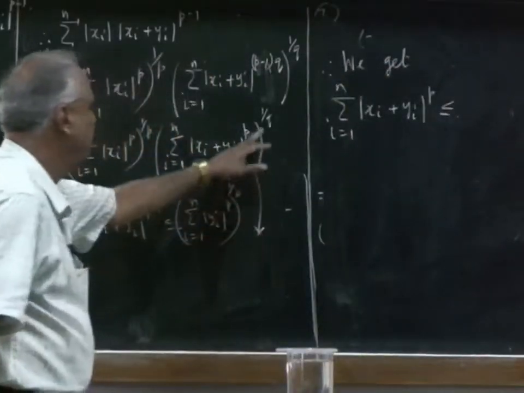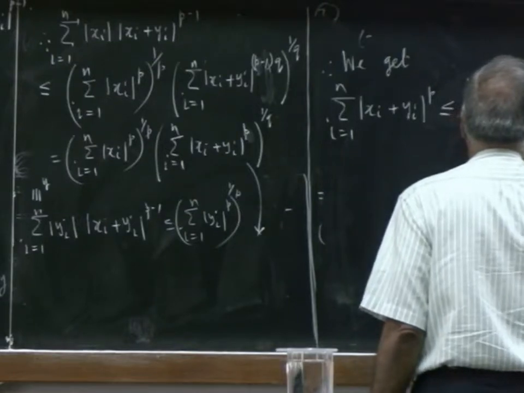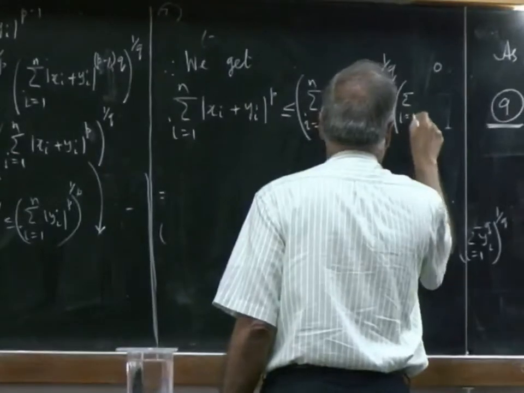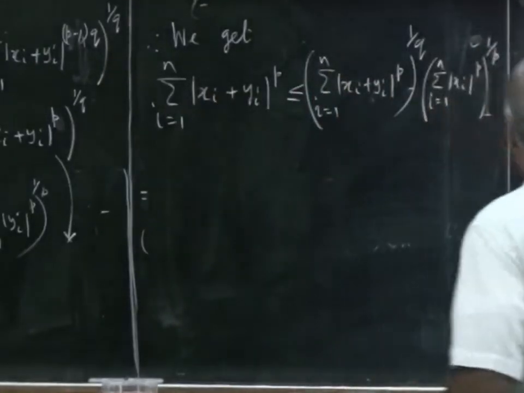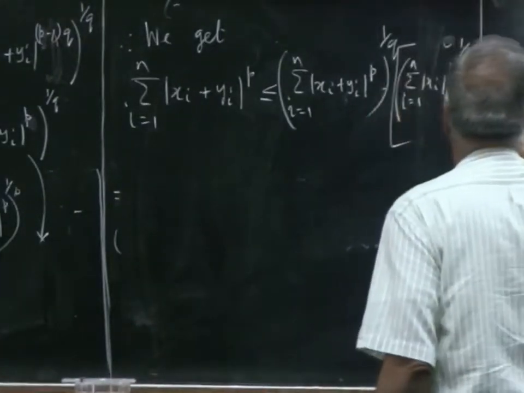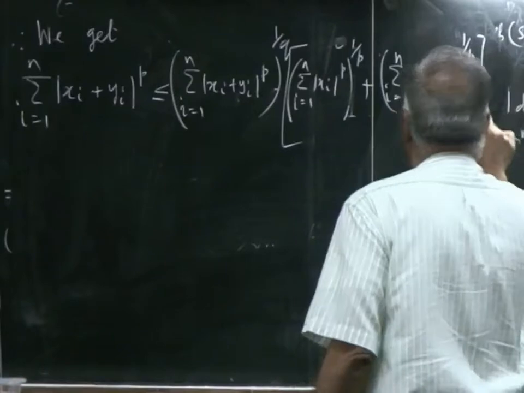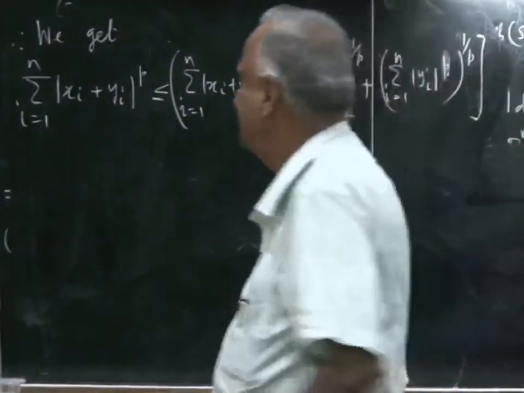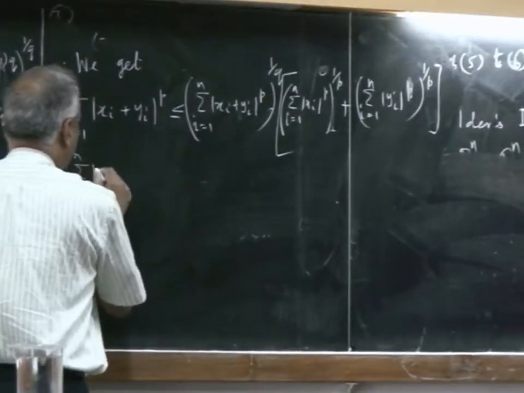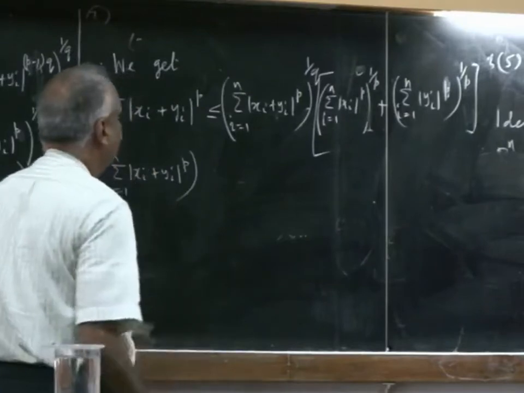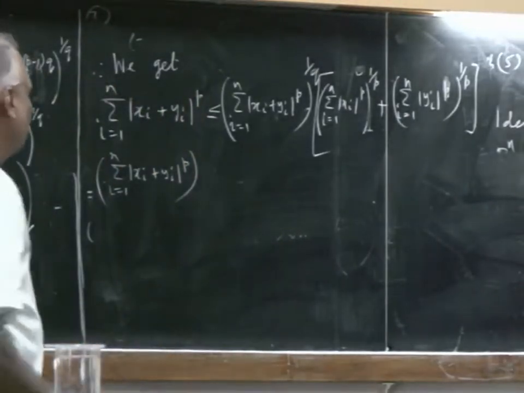In these two terms, take it out: summation i equal to 1 to n mod xi plus yi to the power of p, to the power of 1 over q, into summation i equal to 1 to n mod xi to the power of p, to the power of 1 over p, plus summation i equal to 1 to n mod yi to the power of p, to the power of 1 over p. We are almost done. This term and this term, right? So we will bring this fellow to this side. What do I get? Summation i equal to 1 to n mod xi plus yi to the power of p, to the power of 1 minus 1 over q will come this side. So what is 1 minus 1 over q? Is precisely 1 by p.